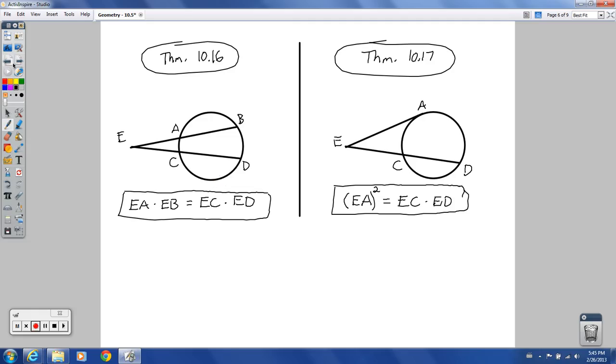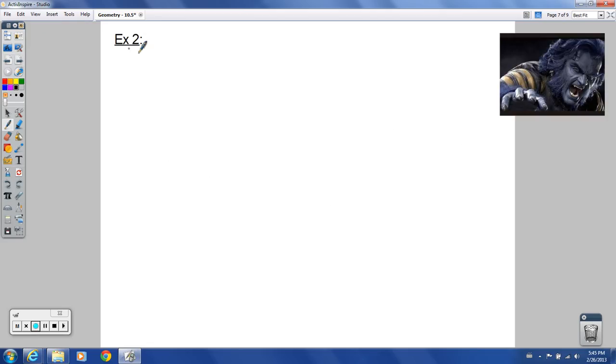And let's check out a couple examples. Theorem 10-16, we'll do example 2 with that one. Theorem 10-17, we'll do with the third example.